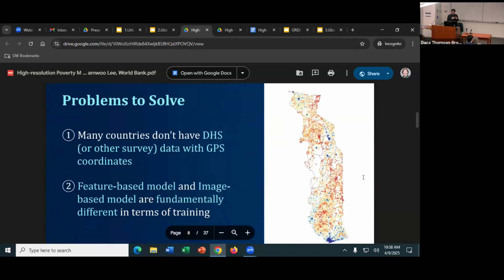So we have data and we have methods, but we have two problems to solve. First, many countries don't have survey data to train this kind of model in the first place. Think about South Sudan and Somalia. We have absolutely no survey or census data to begin with. The second problem is that the feature-based model and the image-based model are fundamentally different. So previous researchers used them separately.